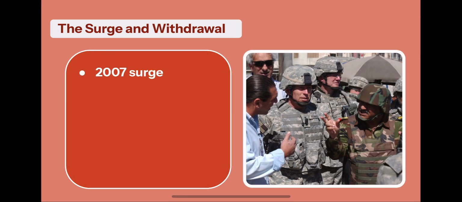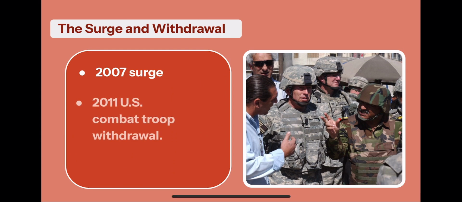In 2007, the U.S. launched what became known as the Surge, a strategy that sent in thousands more troops to reduce violence and give the Iraqi government room to get organized. It did lead to fewer attacks for a while, but it didn't fully solve the country's deeper issues.